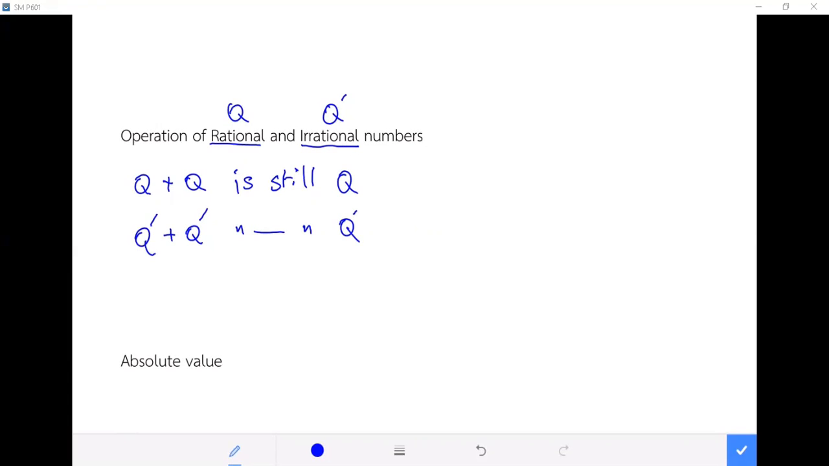But anyway, I will not ask you just plus, right? I can ask you Q plus Q, Q complement plus Q complement. I can change it to multiply. I can change it to divide. I can change plus to minus like that. So I think you know what I mean, right? I'm going to ask you about some operations of rational and irrational numbers. If we add them, what will come out? Is it true or is it false? Something like that.